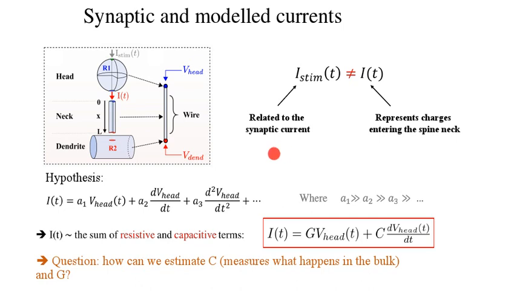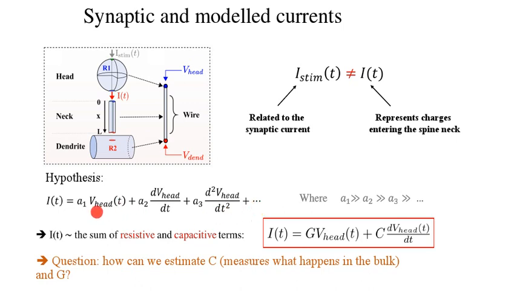Okay, so now we are going to make the following assumption. We are interested in the current that is flowing from the head to the neck. We'll call it I of t. And we'll make the assumption, using this following expansion, that this current is proportional to the voltage in the head, to its derivative, the third derivative, and so on.